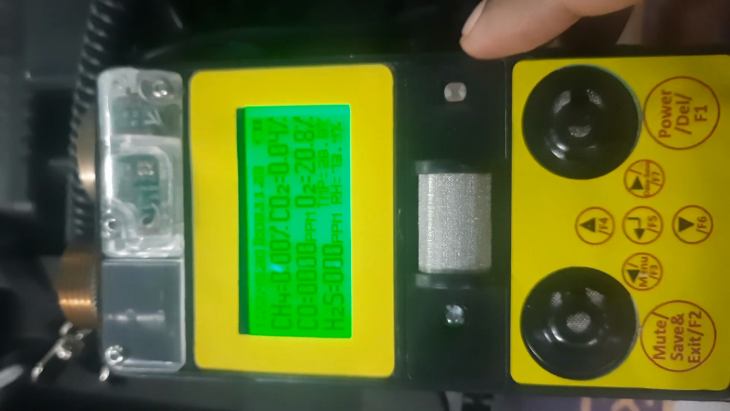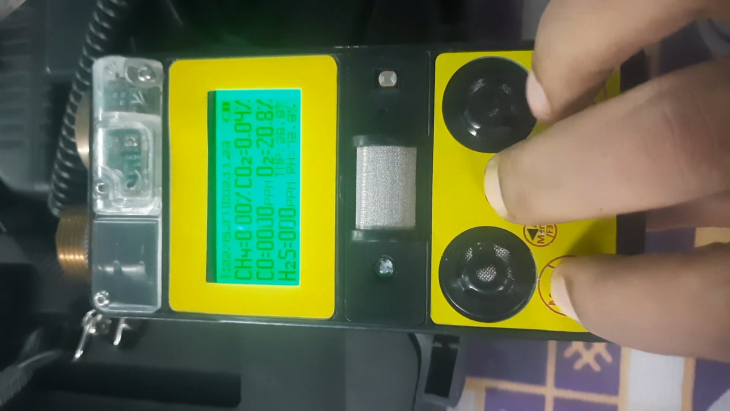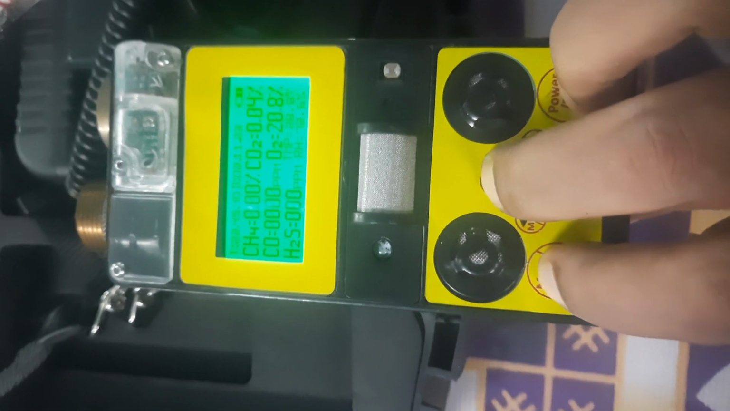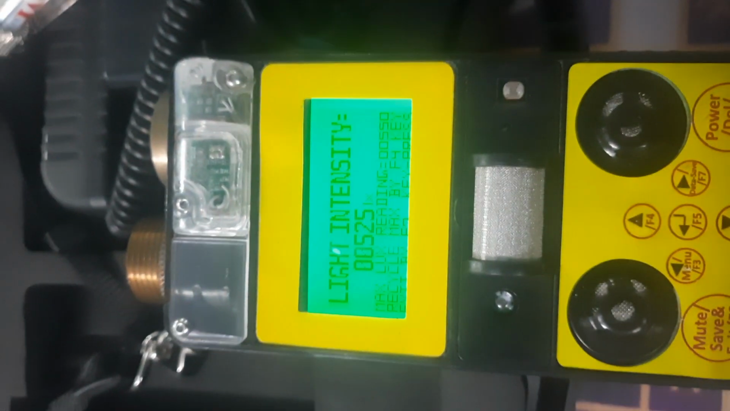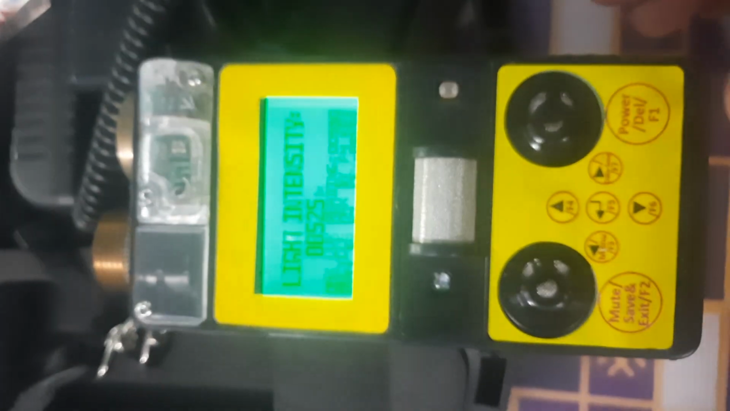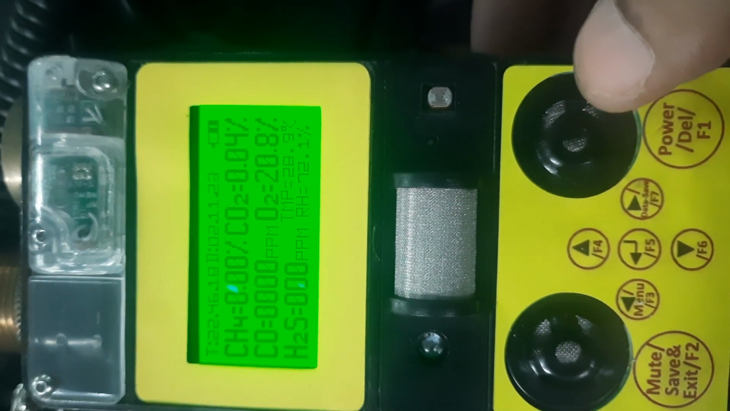Main mode means gas sensing mode. For measurement of light intensity, we have to go into light sensing mode by pressing the F4 and F2 keys. Now we are here. We can measure the light intensity in lux. For example, when we cover this, the lux value is 0, and now this one is the current lux value. To come back to main mode, we have to press the F7 key. Okay, came back in main mode.